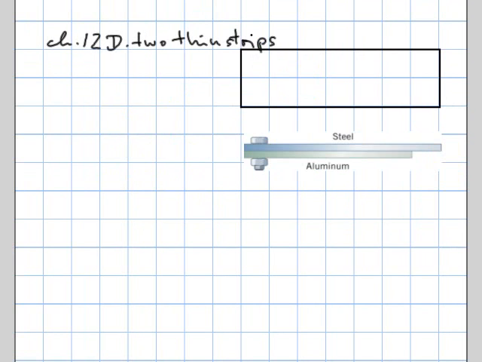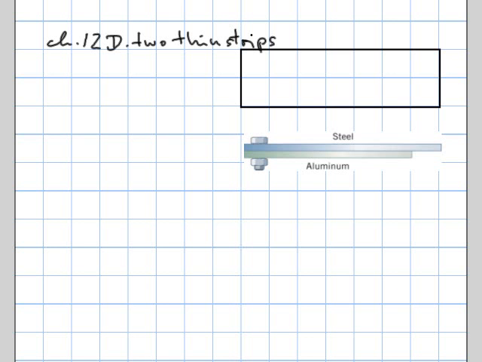This is the problem on these two thin strips that kind of look like a bimetallic strip, a little bit different. As the drawing shows, two thin strips of metal are bolted together at one end and have the same temperature. One is steel and the other is aluminum. The steel strip is 0.10% longer than the aluminum strip. By how much should the temperature of the strips be increased so that the strips have the same length?